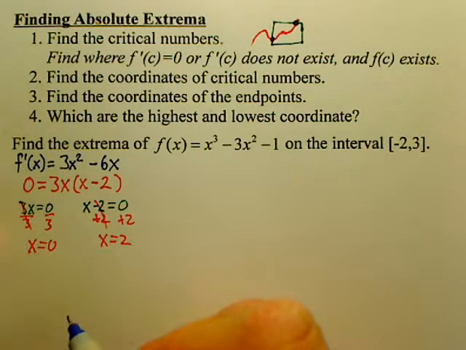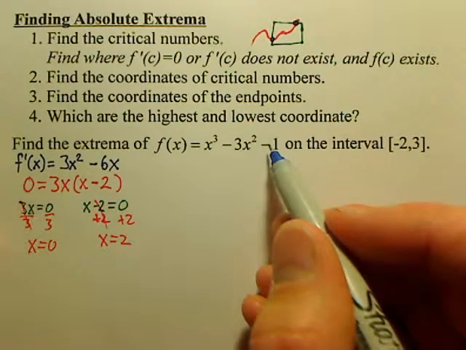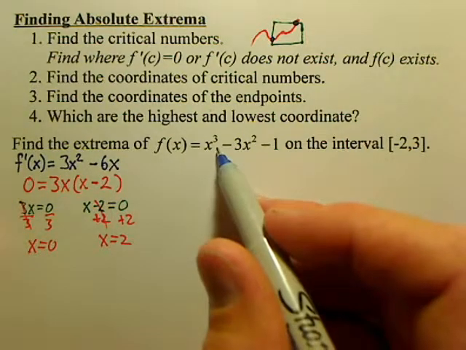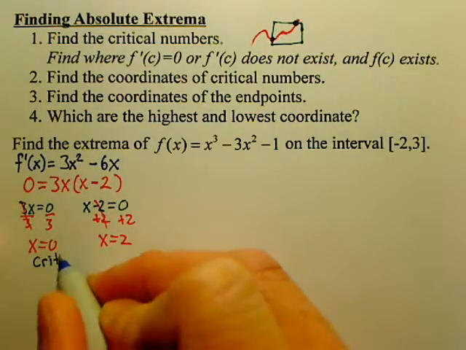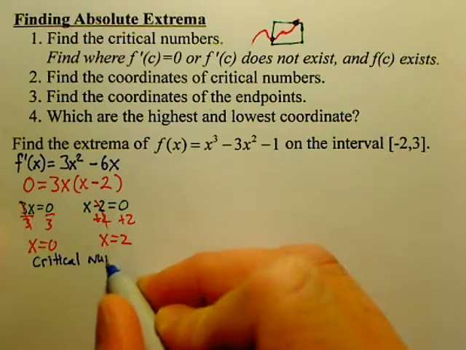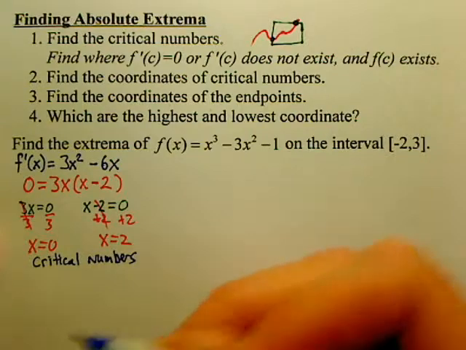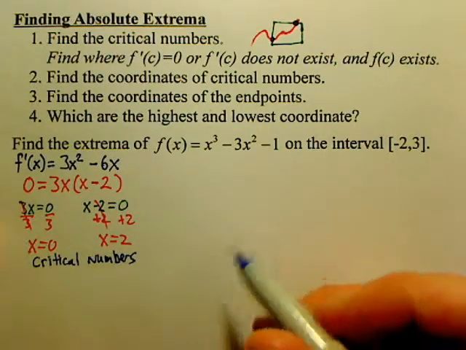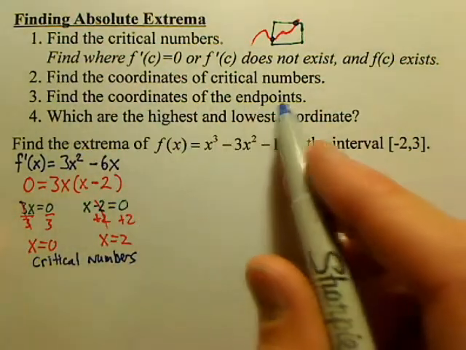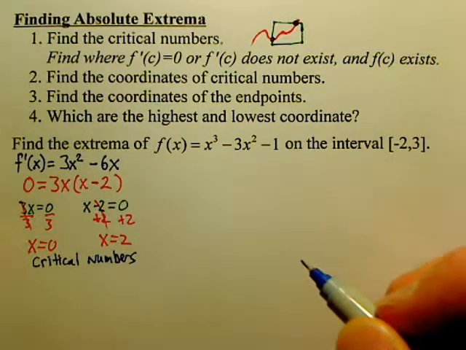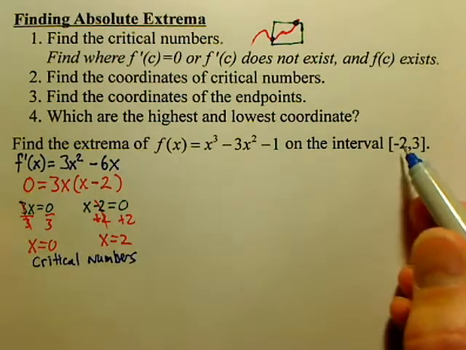What that is saying is, at 0 and 2, this graph has a slope of 0. Okay, at 0 and 2, this graph has a slope of 0. And these numbers are called critical numbers. They're pretty critical. Maybe that's why they're called critical numbers. Alright, now, from there, what we do is find the coordinates of the critical numbers and find the coordinates of the endpoints. So what that means is I basically want to plug in these two values and the endpoints of the interval.